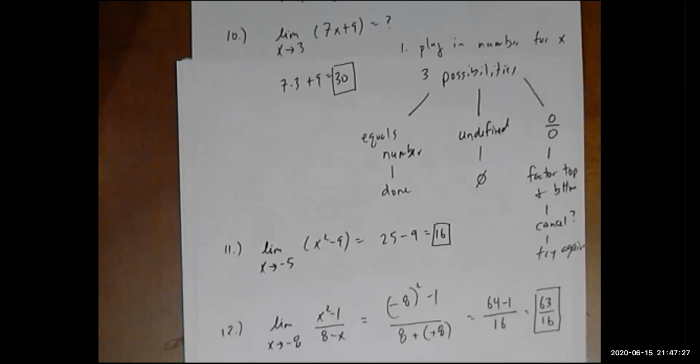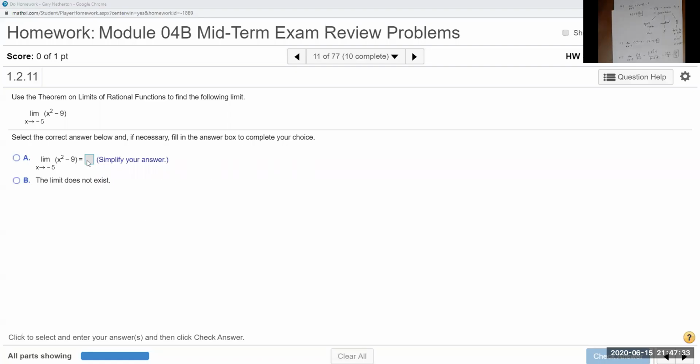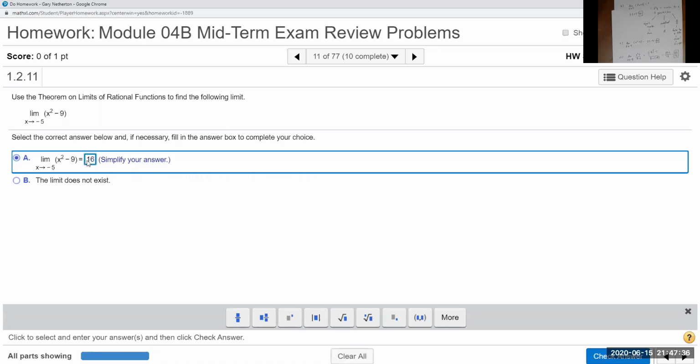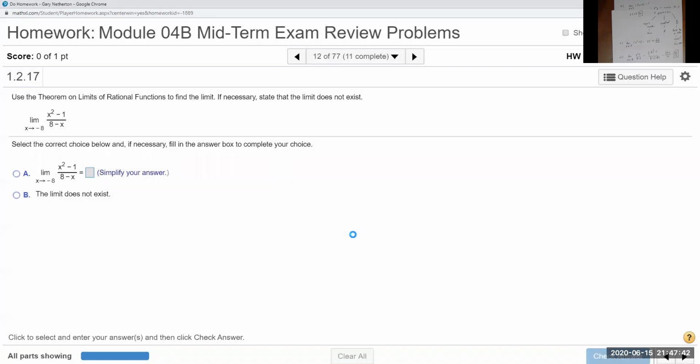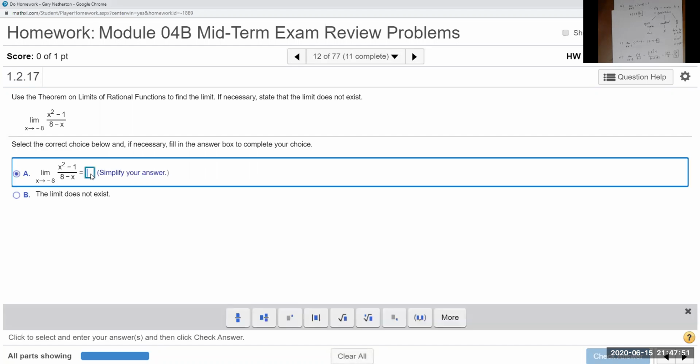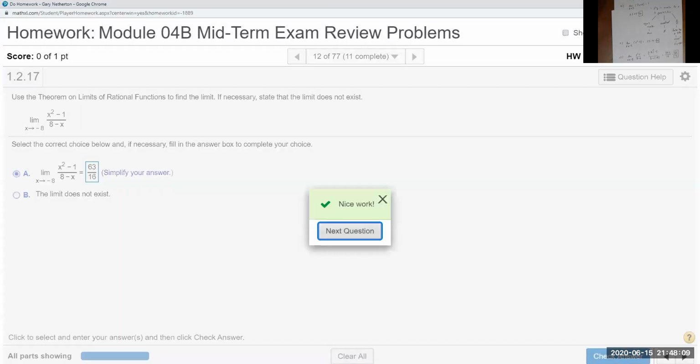So I said the answer for number 11 is 16. That's good. And then I said number 12 is 63 over 16. Now you learn in MyMathLab, sometimes you can do shortcuts: instead of having to click on the fraction button, if it's just two numbers, I think you can just put 63/16 and not have to point and click. And actually it's correct, so that's good.